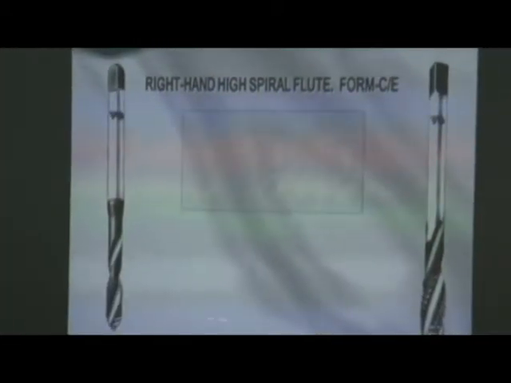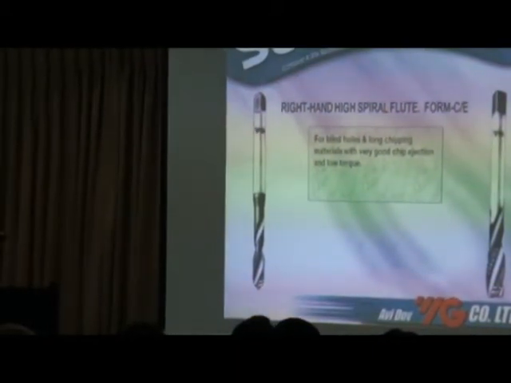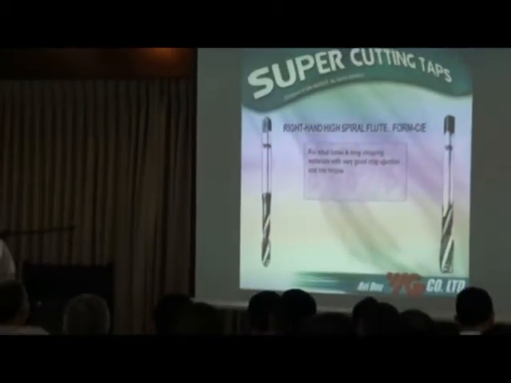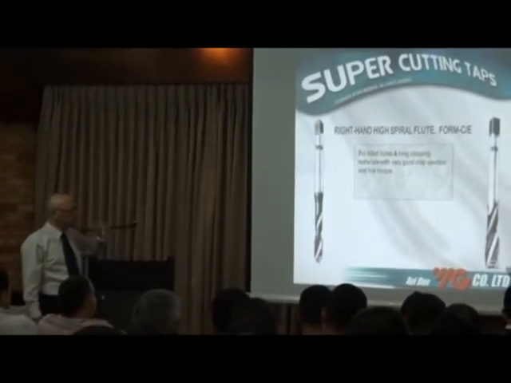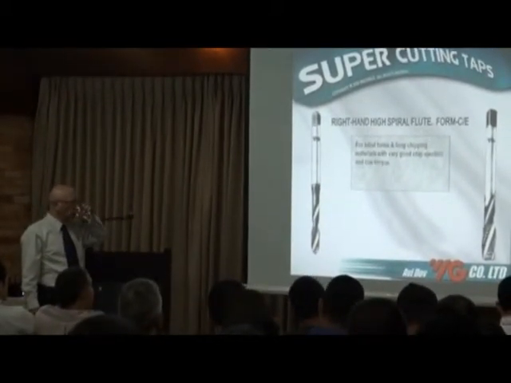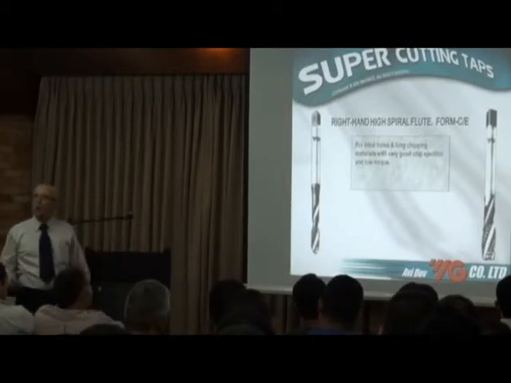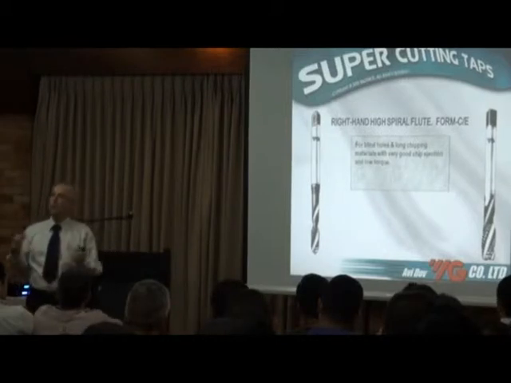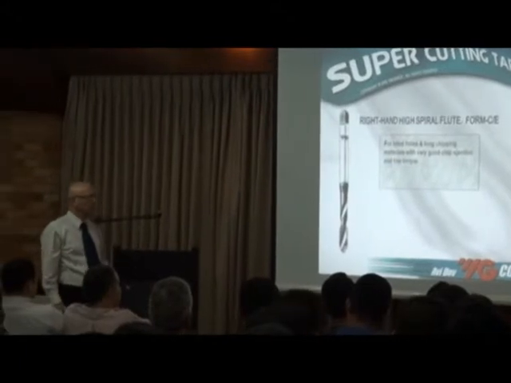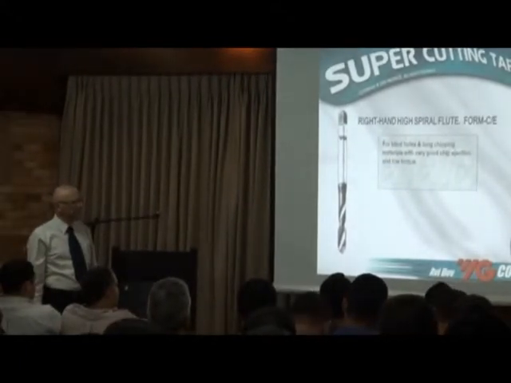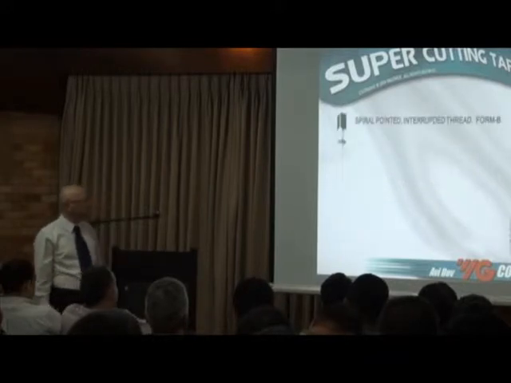Then we have the right-hand helix, a high helix at 45 degrees with a lower number of flutes. This is a special tool mainly for long chipping materials and aluminum alloys. The lower number of flutes is because we need more space for chip evacuation.